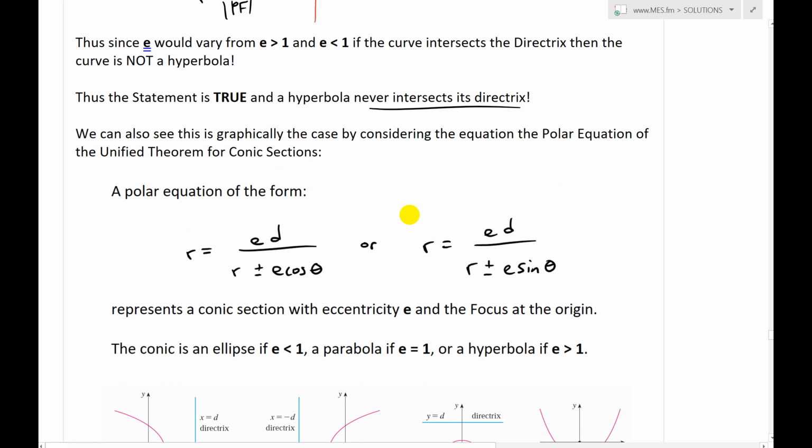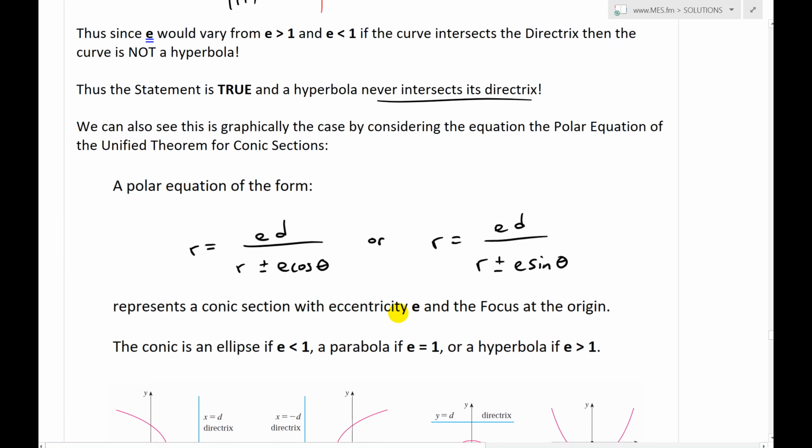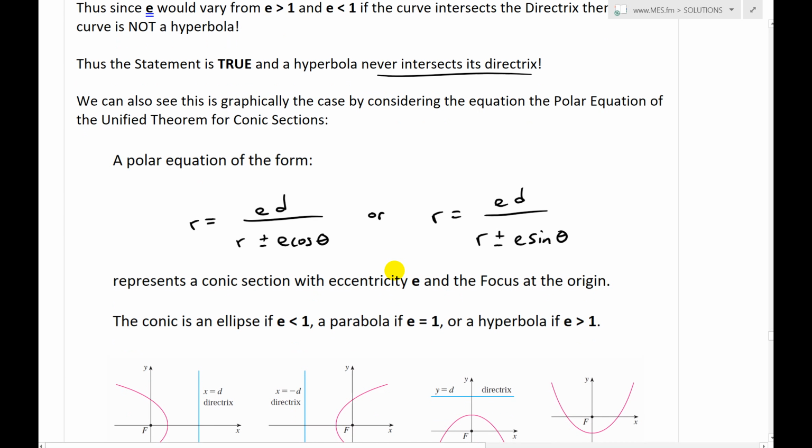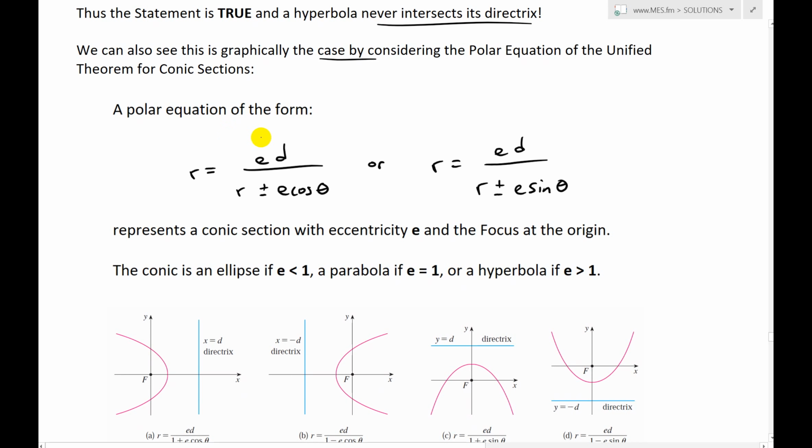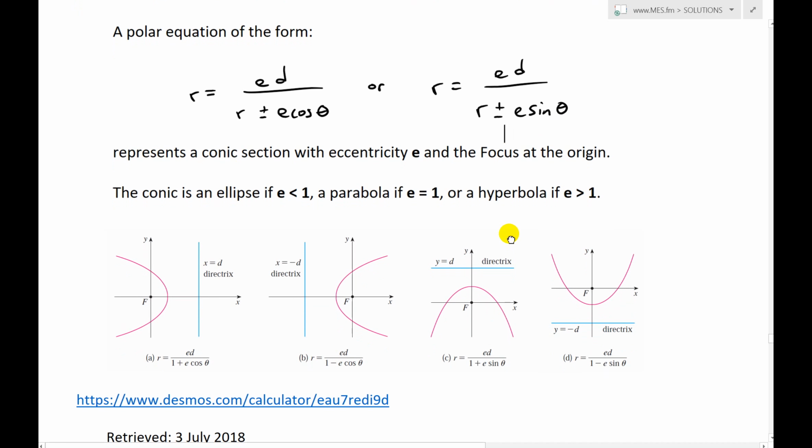Now going even further, just because it's a very important statement to clarify in more detail, we can also see this is graphically the case by considering the polar equation of the unified theorem for conic sections. That's this right here, a polar equation of the form r equals ed over 1 plus or minus e cosine theta, or r equals ed divided by 1 plus or minus e sine theta, depending on how you define the directrix. It represents a conic section with eccentricity e and the focus at the origin.